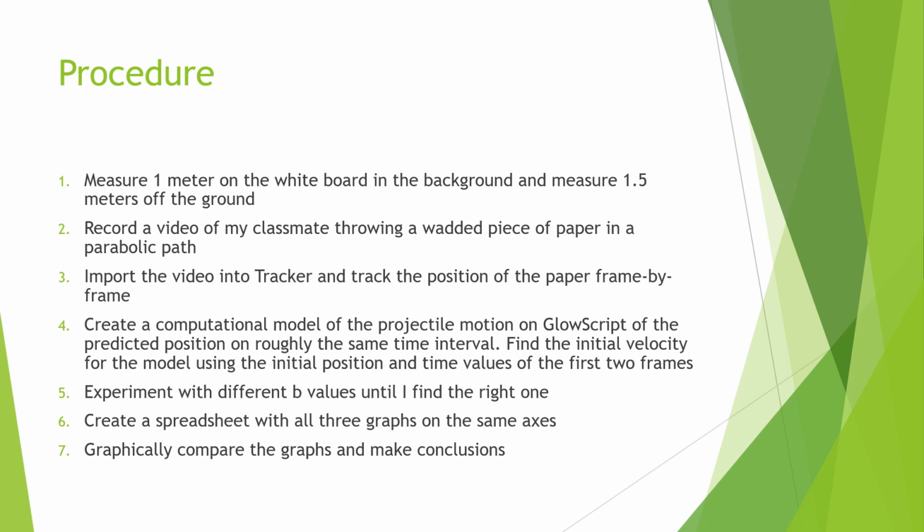Next was creating a computational model of the projectile motion on GlowScript using roughly the same time interval, and I found the initial velocity for the model using the initial position and time values of the first 2 frames. I experimented with different B values until I found the right one, and I created a spreadsheet with all 3 graphs, and then I graphically compared them and made conclusions.